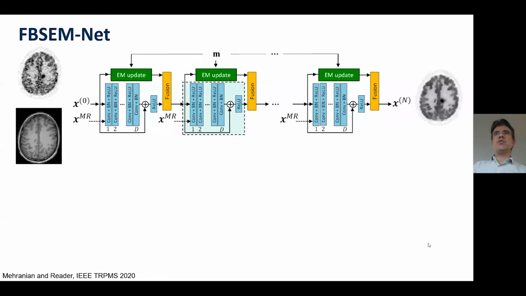Okay, I'm running out of time here, but that's a bit more detail into a network I published with my former postdoc. This was just published last year, IEEE TRPMS, where indeed we've got the MR information going into there. We've got the PET going into this denoising network. It's going also into the EM update. We're fusing them together, going for a whole series of blocks to give our reconstructed image at the end there.